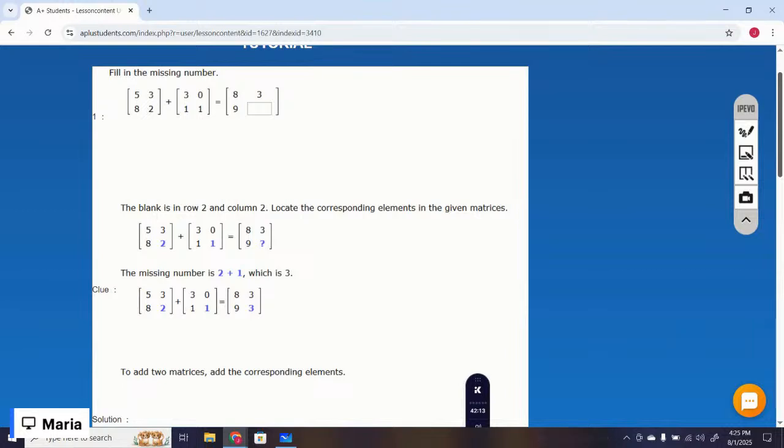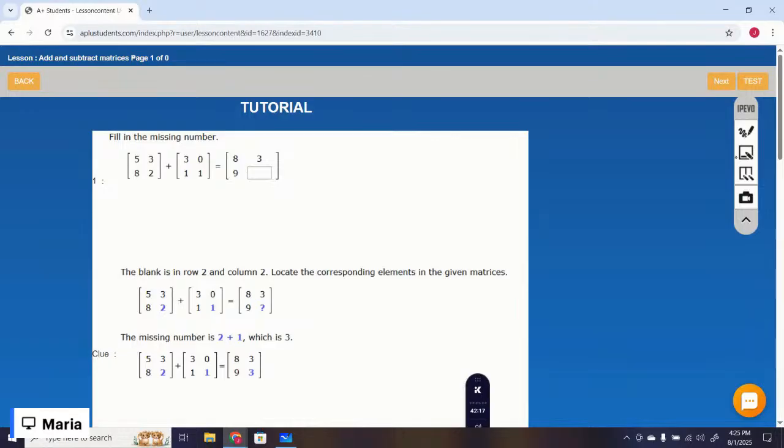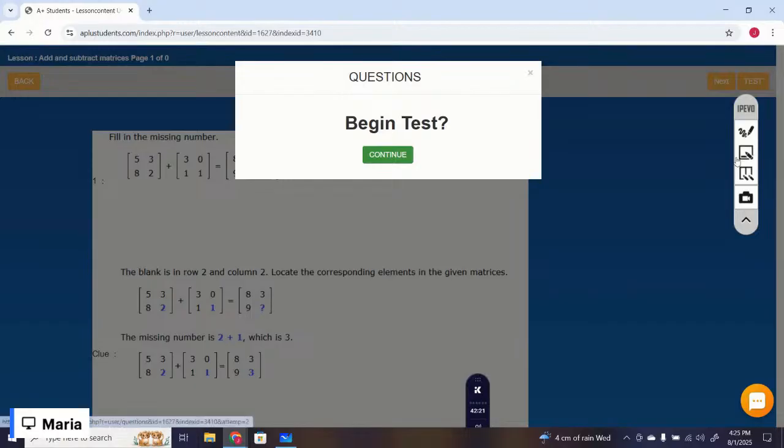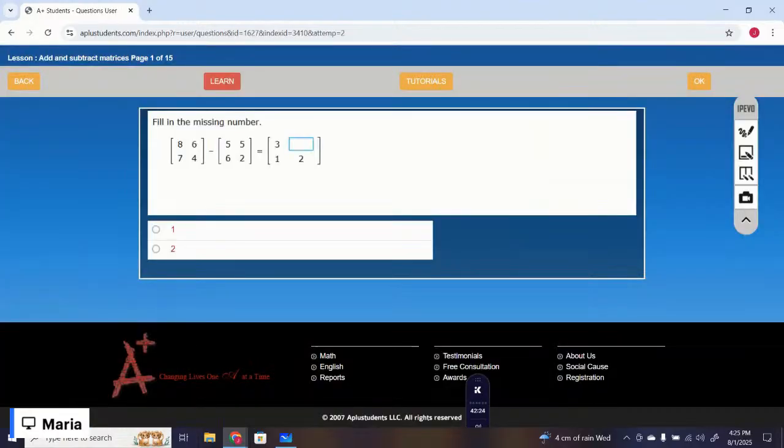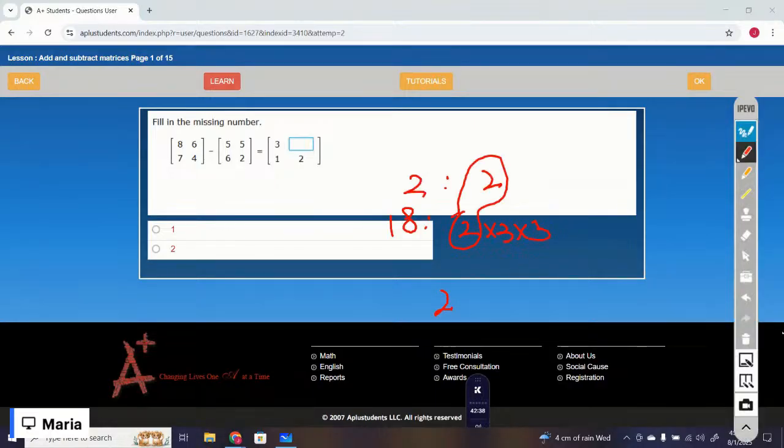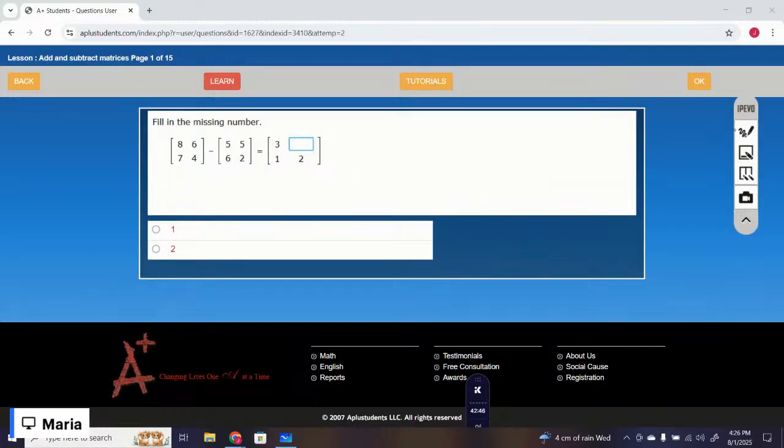Okay, let's just start with test questions. So fill in the missing number, that is row 1 and column 2, right? So you need to add the same positions. That is 5 and 6. So 6 minus 5 is 1. Option number 1 is the correct option. That is 1.